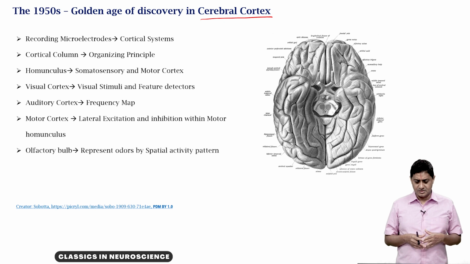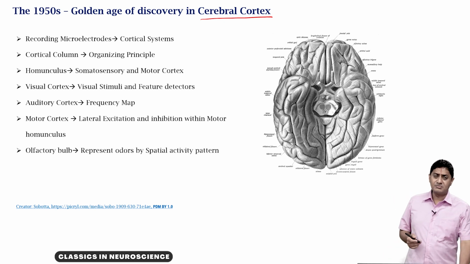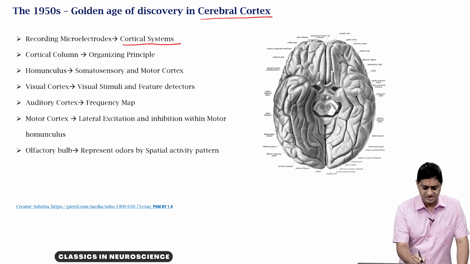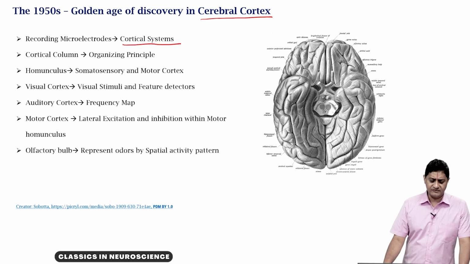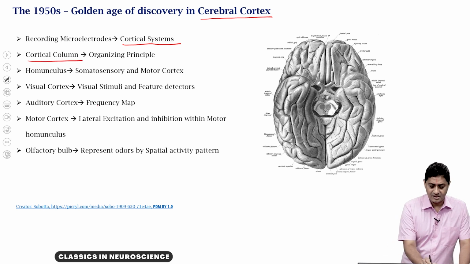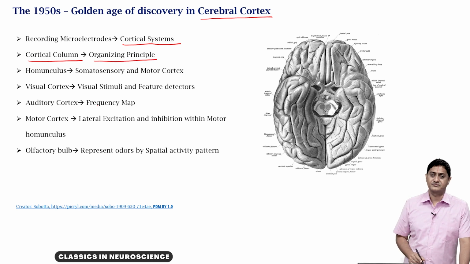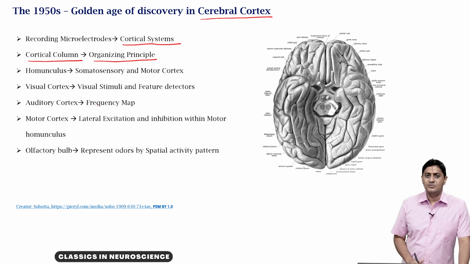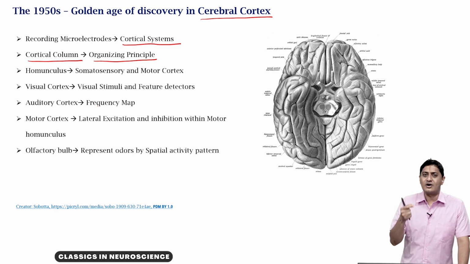That is the question. So, people used microelectrode recordings to study cortical systems, and it was proposed that cortical columns were the organizing principle, that neurons and neuronal circuitry within the cortex were organized as columns. That is, there was one central afferent neuron, and there were radial neurons that were surrounding this central neuron in many layers.